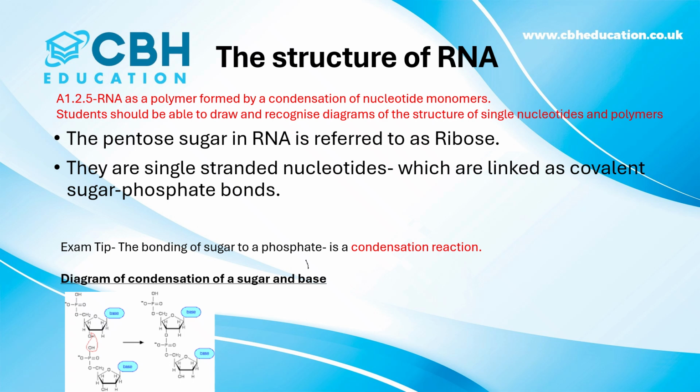So, the structure of RNA. The pentose sugar in RNA is referred to as ribose. RNA is made of single-stranded nucleotides which are linked by covalent sugar-phosphate bonds, and the example below shows a diagram of a condensation reaction of a sugar and a base. For an exam tip, the bonding of a sugar to a phosphate is a condensation reaction, and we'll go through how to draw these when we do exam questions.